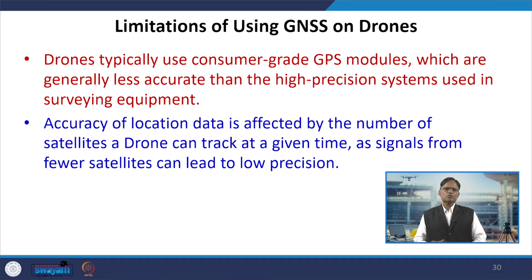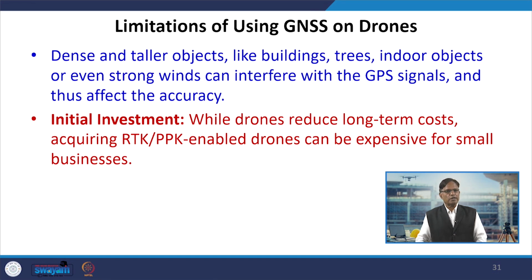What are the limitations of using GNSS on a drone? A drone typically uses a consumer grade GPS module, which is generally less accurate compared to the high precision systems used in surveying equipment. The accuracy of the data is affected by the number of satellites a drone can track at a given time, as signals from fewer satellites can lead to low precision of the coordinates.